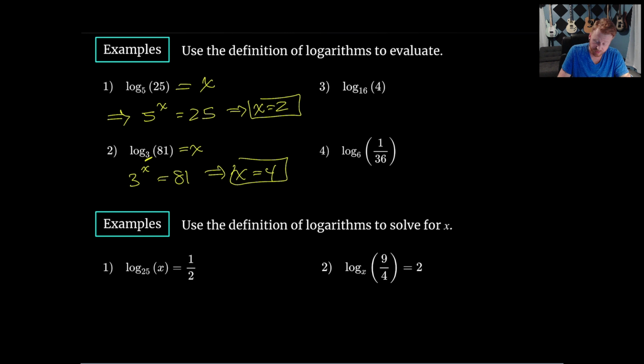Moving on to number 3. We've got log base 16 of 4, and here's where things can get a little tricky if you're not paying close attention. We can do just like what we were doing before. We can set this equal to x, but what this is saying is, what power do I need to put on 16 in order to get 4? This is now getting a little trickier, but I think we'll see that 16 to the 1/2 is equal to 4. So in this case, x must be equal to 1/2.